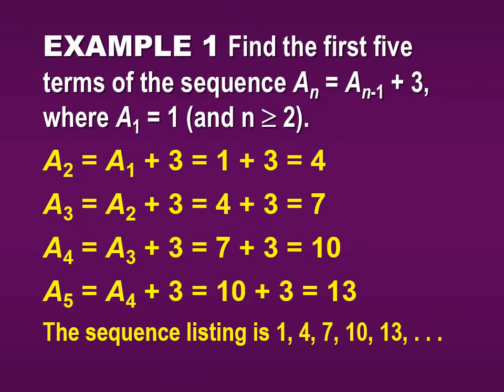So the sequence listing, how we'd actually list the sequence, we would just list not the actual terms, not the a sub 1, a sub 2, a sub 3, just the actual numbers. So 1 was a sub 1, so we have 1, a sub 2 is 4, so we have 4. So we have the sequence listing as 1, 4, 7, 10, 13, and then we'll put a dot, dot, dot to indicate that you could keep going.